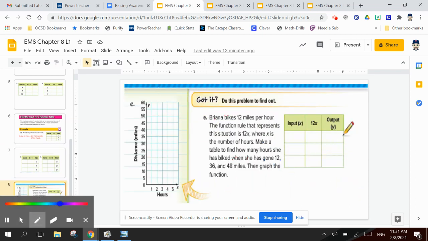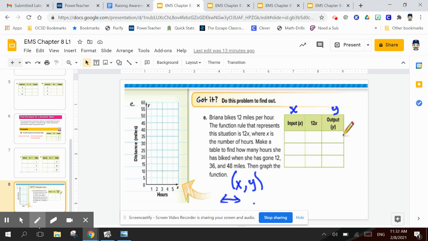So the reason we have our X and our Y values is so that we can graph our data as well. So here's my input, that's my X value, my output is my Y. Remember that when we write our ordered pairs, it's X first and then Y on our graph. X is left to right, Y is always up or down. So in this case, it says Brianna bikes 12 miles per hour. The function rule that helps the situation is 12x, where x is the number of hours.